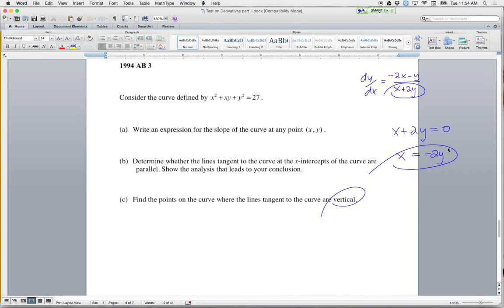Or you could have had y equals negative 1/2 x. You can plug it back. Depends on which one you solve for. That's why you've got to plug it back. Same thing, isn't it? Now what do you do with it? How do you find points on a graph? Plug it back to the original.